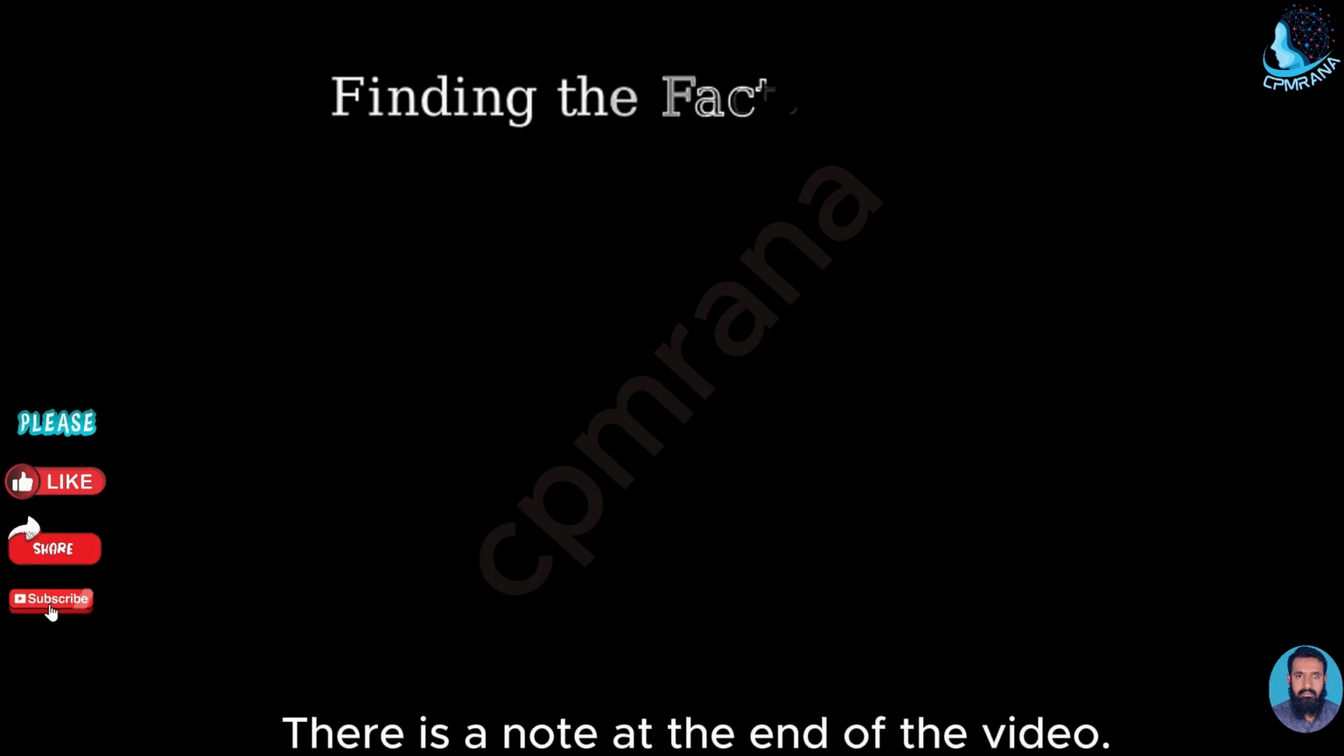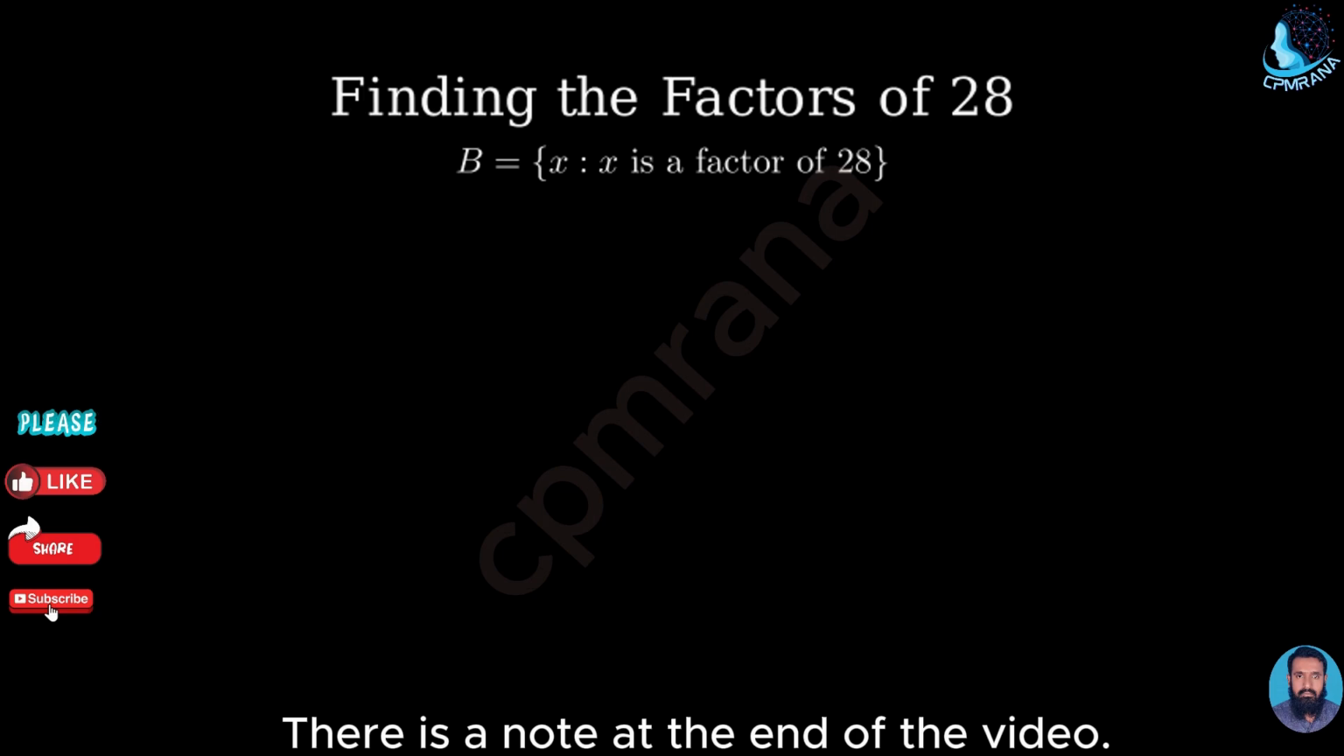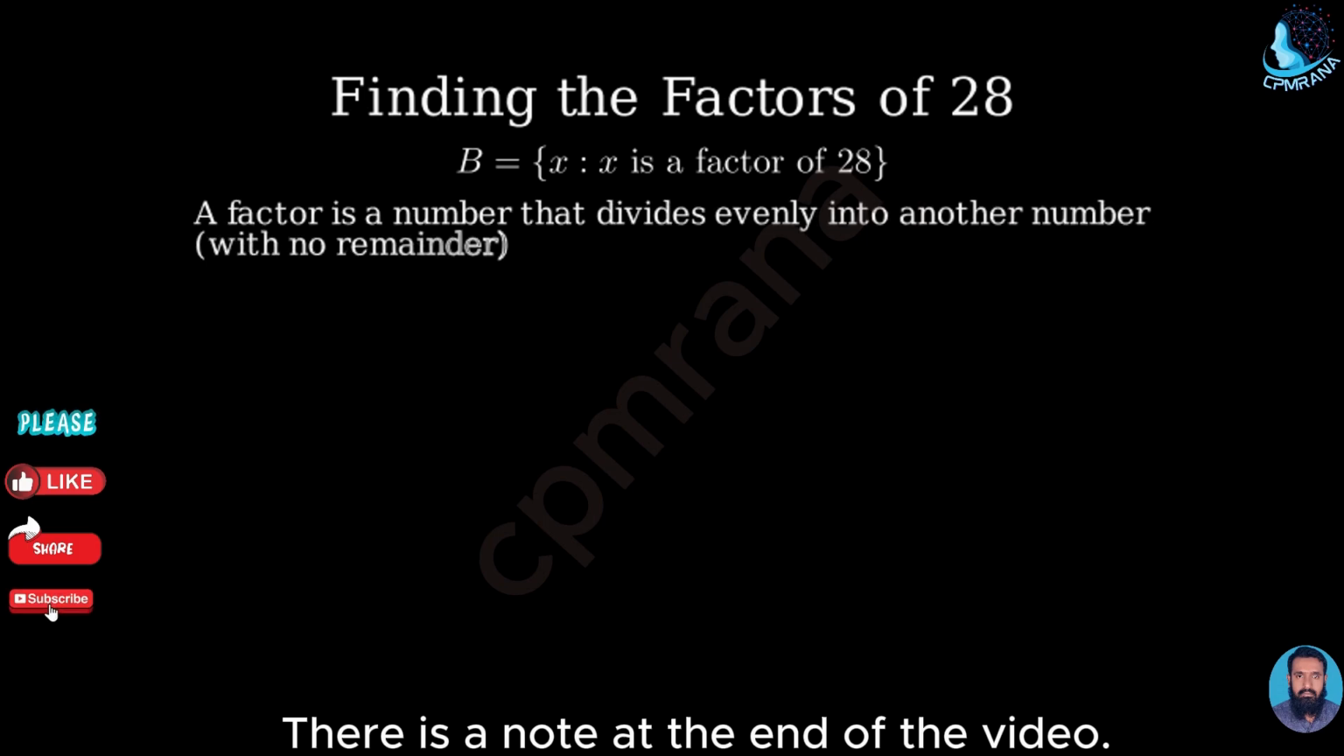Let's solve a problem involving set notation and factors. We want to express the set B, which contains all factors of 28 using roster notation. To find all the factors of 28, we need to find all numbers that divide evenly into 28.